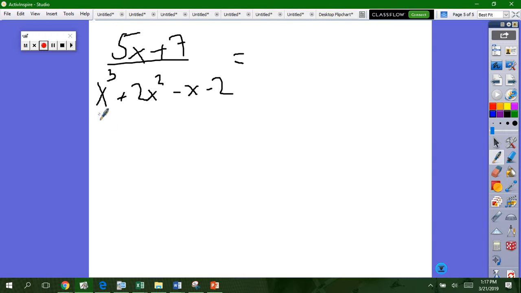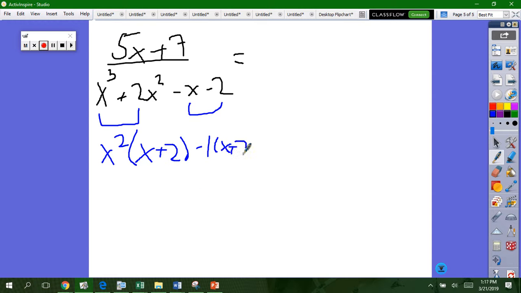Okay, this, you guys remember, we're going to do factor by grouping. What do these guys have in common? X squared, so what's left over? X plus 2. What do these guys have in common? -1, and I'm left with x plus 2. So I'm left with x plus 2 times x squared minus 1. Does anybody remember what x squared minus 1 is called? Difference of squares, which go into conjugate pairs. Does everybody agree with him?